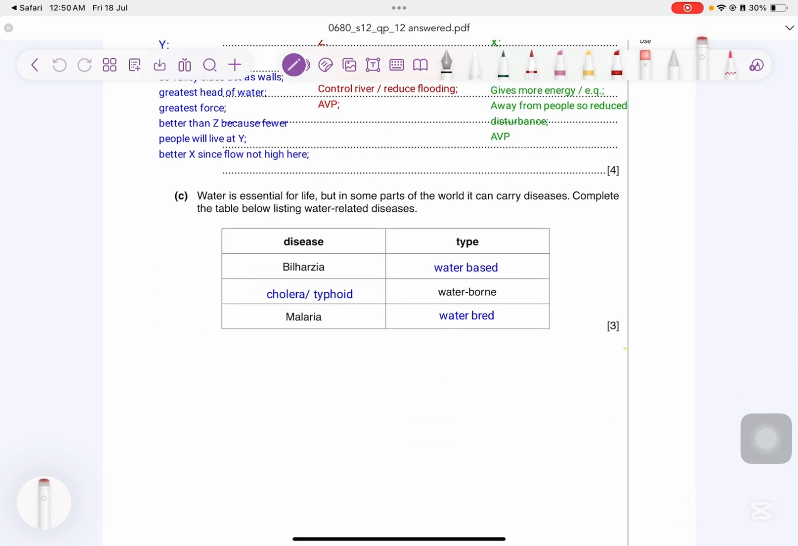Water is essential for life, but in some parts of the world it can carry diseases. The first thing that should come to your mind: cholera and malaria. Okay? Complete the table below listing water-related diseases. This is omitted, so you don't have to know it. You don't have bilharzia, so skip that part. It's cholera, typhoid because they are waterborne diseases, and malaria, that's the disease transmitted by the female mosquito, and it's water-bred because mosquitoes breed in water.